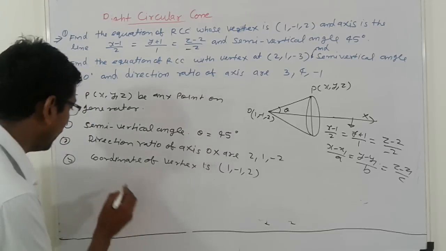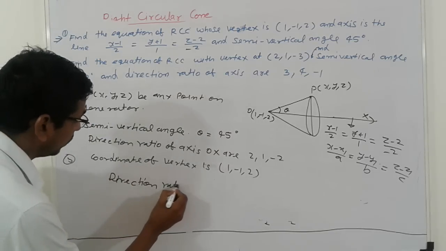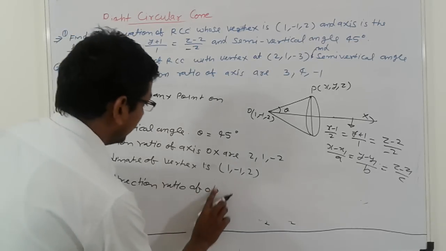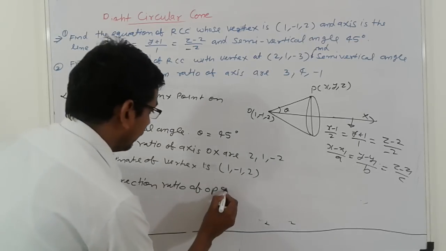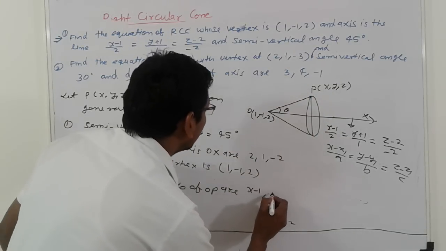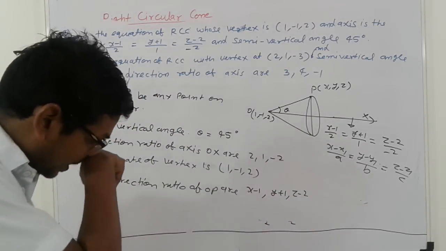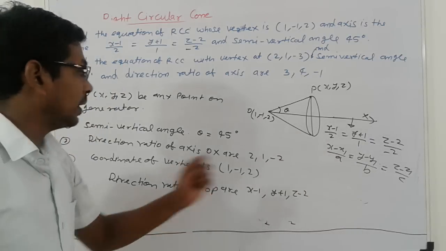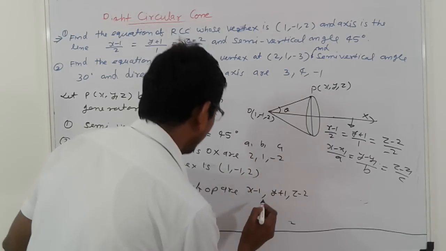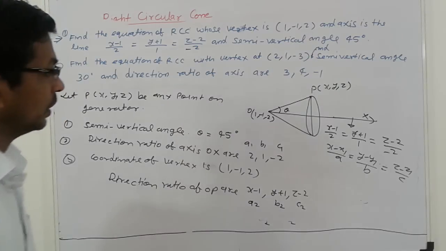So the vertex is given, and for the line OP you can find the direction ratio. The direction ratio of OP we get by subtraction: x-1, y+1 and z-2. That is the direction ratio of line OP, which we have found. These are A1, B1, C1 and A2, B2, C2 here.